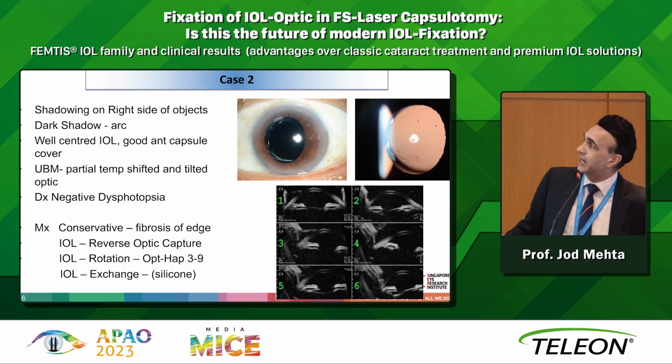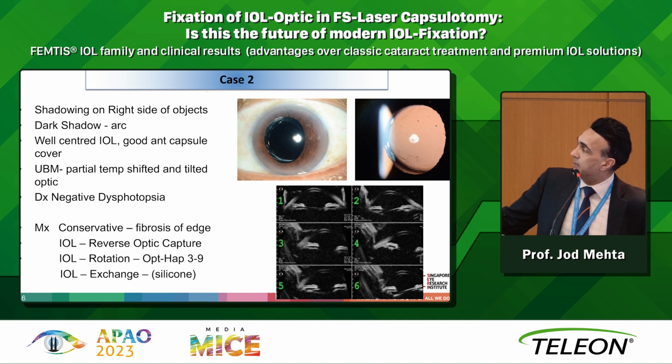And that's what I noticed when I first saw him. And I thought, okay, this is why you're getting this issue. But he's got a well-centered IOL and a good anterior capsular covering. I sent him for a UBM, and you can see there's a slight tilt after she did the YAG, and it brought a bit of vitreous forward behind the lens itself.